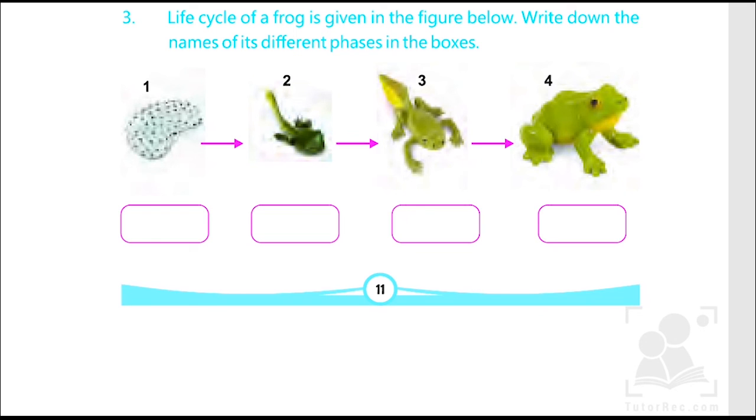Next, we have been given a life cycle of a frog, in which we have to write the names of their different phases of development. So kids, you have to do it on your own, as the answer is clearly given in one of the pages of the same chapter, so that you can check whether you comprehend the unit or not.